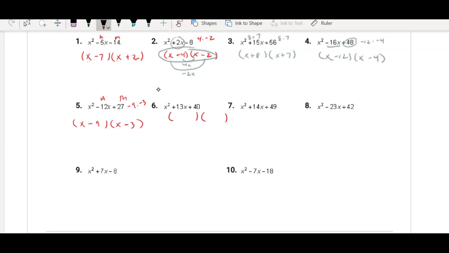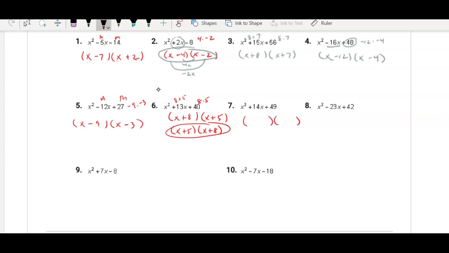So what multiplies to give you 40 and adds up to 13? You know your first term is x. And 8 times 5 gives me 40, and 8 plus 5 gives me 13. So +5 and +8, or +8 and +5. Even if you write it the opposite way, it's still correct. Both of these answers are correct because multiplication is commutative.